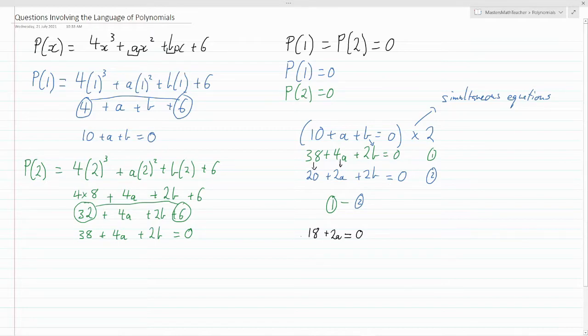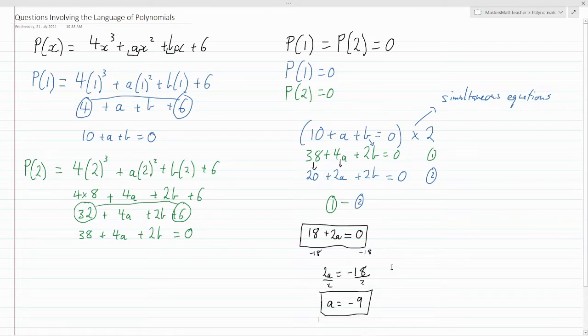So now we've got a nice little equation in terms of just one missing variable, so we get to solve that. We take the 18 from both sides, so we get 2a equals negative 18, and then divide by the 2. So we get a equals negative 9.